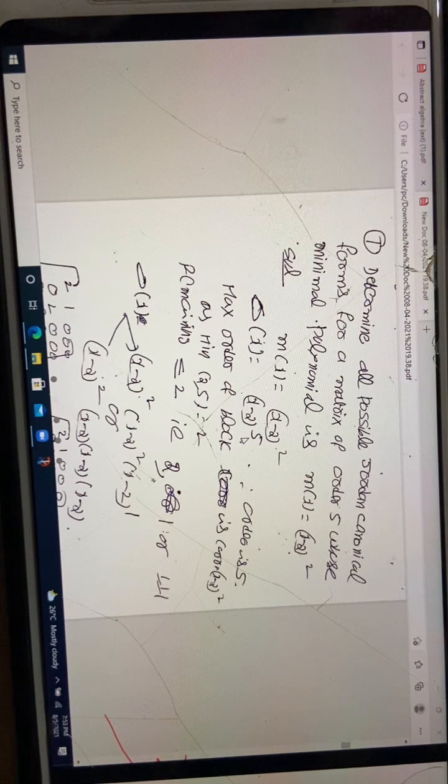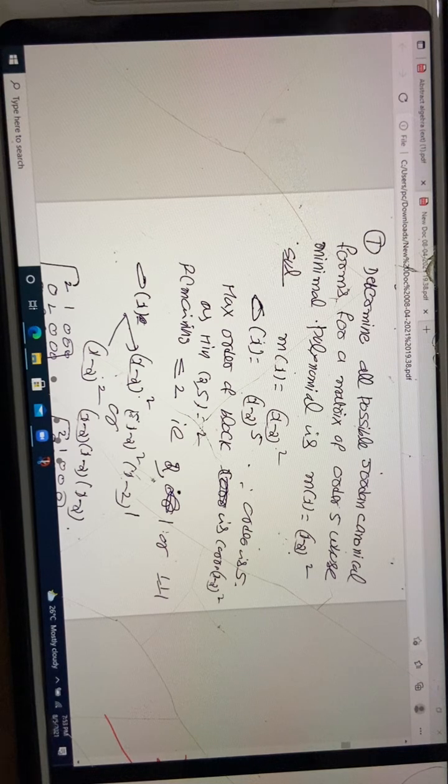This splitting should be done depending on the degree of the minimal polynomial. You cannot split (x minus 2) whole cube, not allowed. Why is (x minus 2) whole cube not allowed? Because the maximum power is 2. The maximum power of the block should be whatever is in the minimal polynomial, that only you should have. The maximum order of the block is equal to the degree of the minimal polynomial. So you have to split based on that. You can have either 2 or less than 2, but not greater than 2.